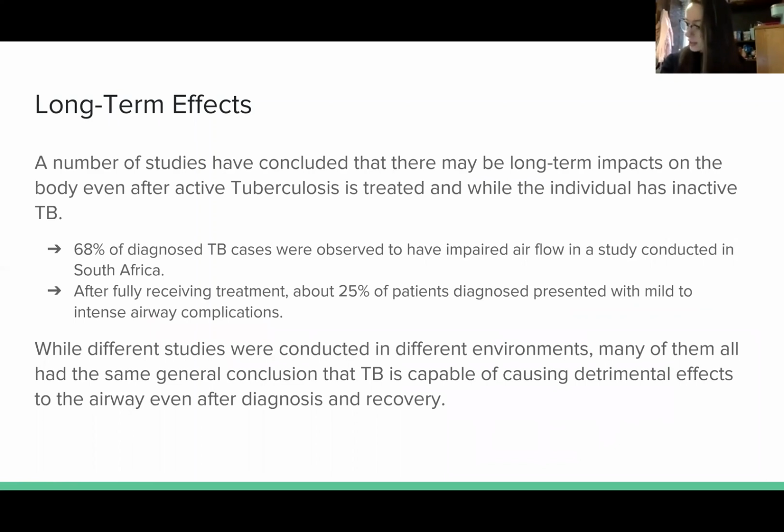For long-term effects, research has contributed to the exploration of long-term impacts on a body with tuberculosis. In this slide, there are some basic statistics found in just 2 of the many studies. So in 68% of diagnosed TB cases, according to a study in South Africa, people were found to have impaired airflow. While different studies were found in different environments, there were many in America, many outside of the US, they all generally concluded that tuberculosis can have an impact on the airway and impair breathing for people over time.